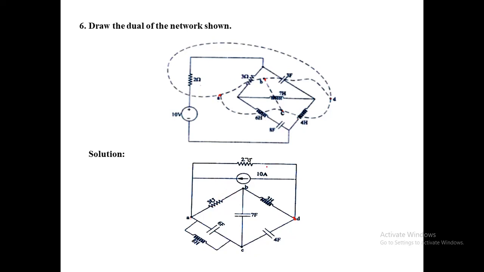Next, A to C, it is having one inductance in series with the capacitance. We have to convert it into one capacitance in parallel with the inductance. Next is B to D. B to D is capacitance. We have to connect it as inductance. Next, B to C. B to C is inductance. We have to connect it as capacitance. Likewise, we have to convert each element by its opposite element. This is the diagram we got.